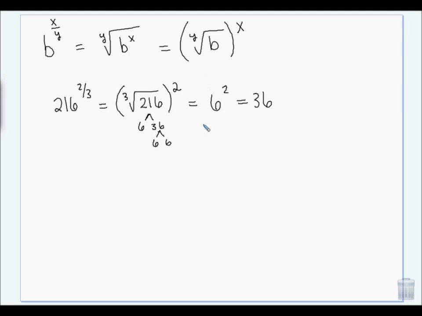If I do 27 to the 2/3, well, I know 27 is a cube. So that's 3 squared, so it's 9. It's easier than squaring 27 and then trying to take the cube of that. I take the cube root of 27 and then I square it.